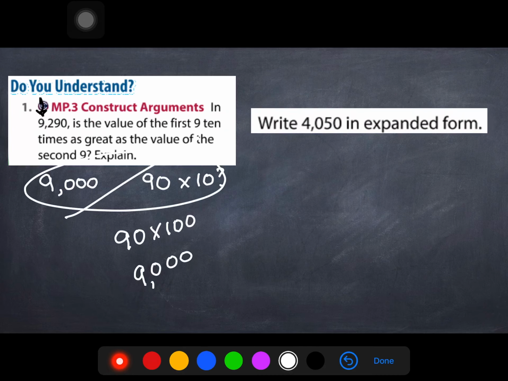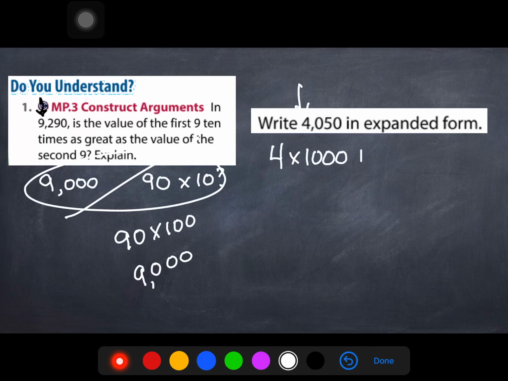Please write this number in expanded form. Please do not write it as 4,000 plus 50. That's the old expanded form. This expanded form, I want it as digit times place value. Write it on paper and see if you match me. I'll wait.